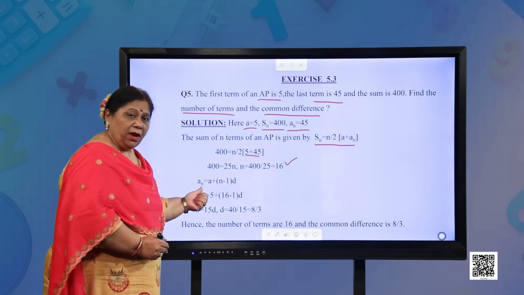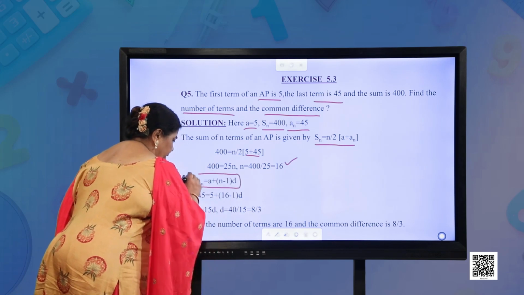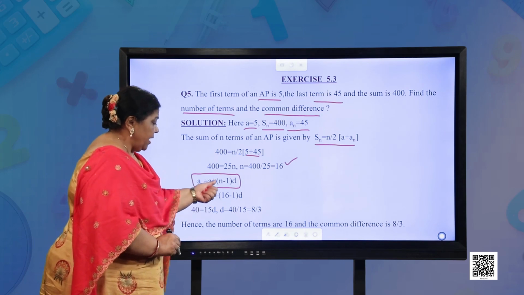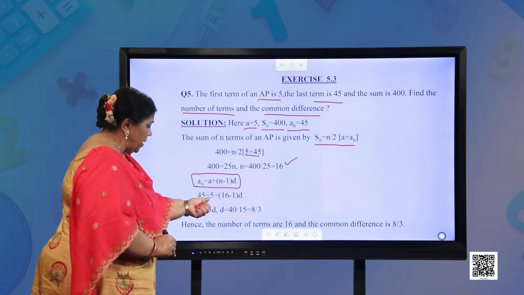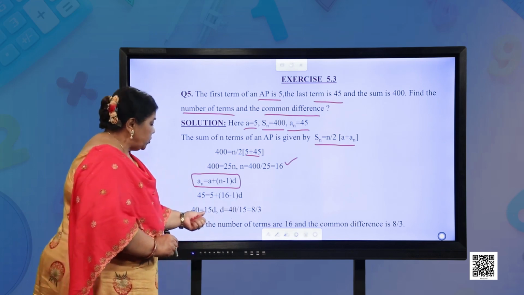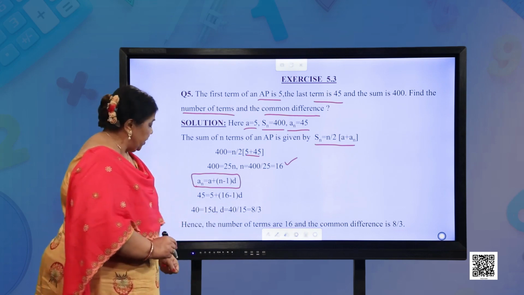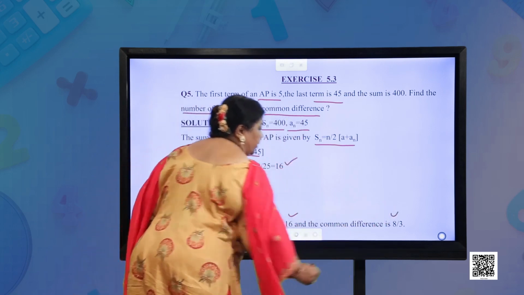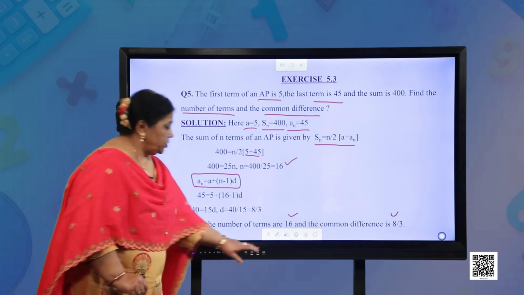Now, using the formula for nth term, an is equal to a plus n minus 1 into d. In this formula, if I substitute the value of an as 45, a as 5, n as 16, I can find out the value of d. We have 45 minus 5 as 40 is equal to 16 minus 1 is 15 into d here. So, d is equal to 40 upon 15. On simplification we get 8 upon 3. Hence, the number of terms are 16 and the common difference is 8 upon 3. I hope you have understood. Come on, let us go to the next question now.